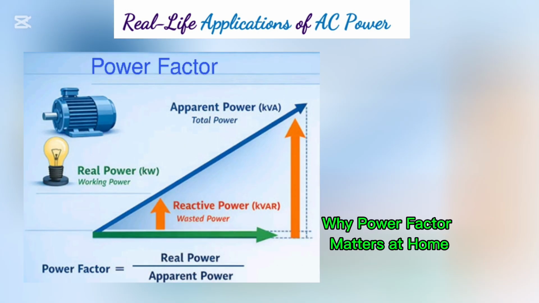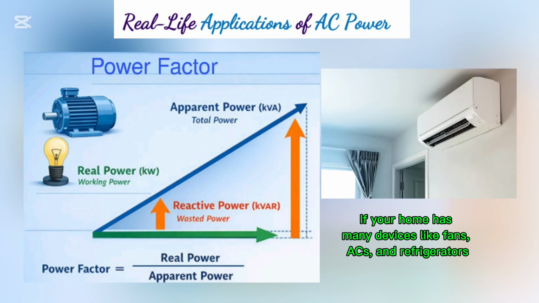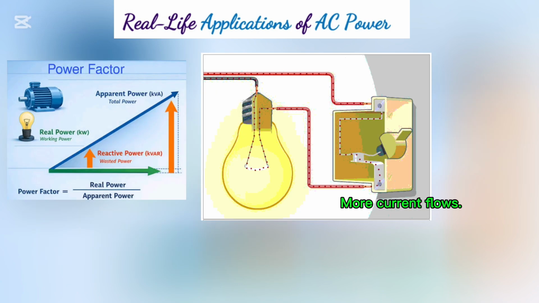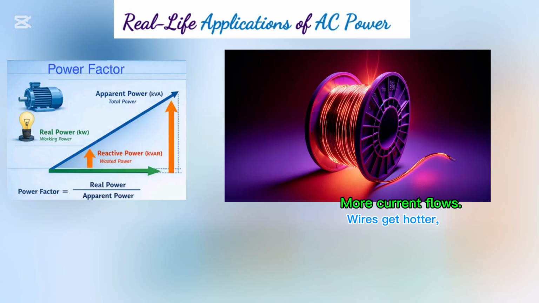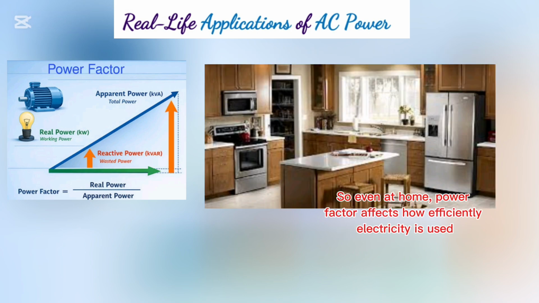Why does power factor matter at home? If your home has many devices like fans, ACs, and refrigerators, the power factor reduces. What does that mean? More current flows, wires get hotter, energy efficiency drops. So even at home, power factor affects how efficiently electricity is used.